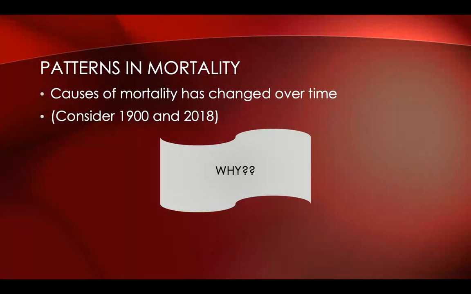So now we're looking at patterns of mortality, and what we're looking at is the causes of mortality rate and how it's changed over time. So we're considering from 1900 through to 2018, what type of patterns of mortality has caused this change to occur. So we've got to get in that mindset as to why.